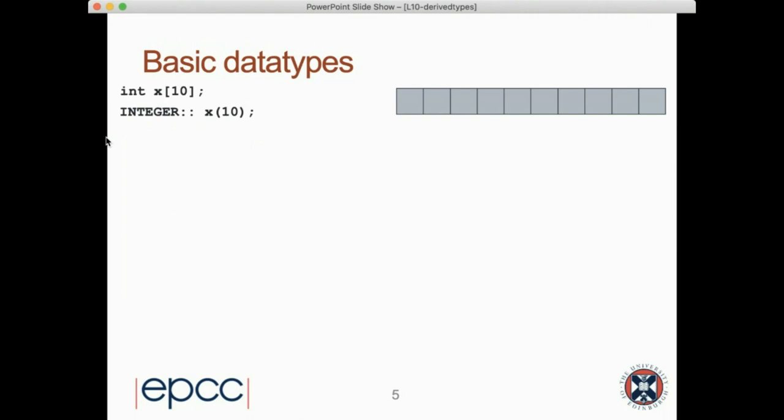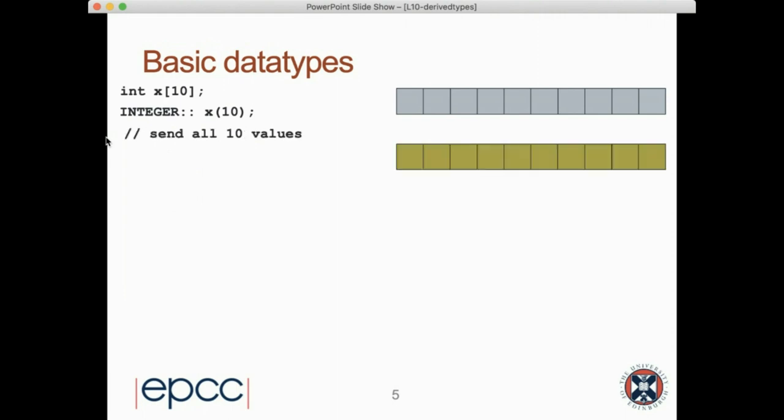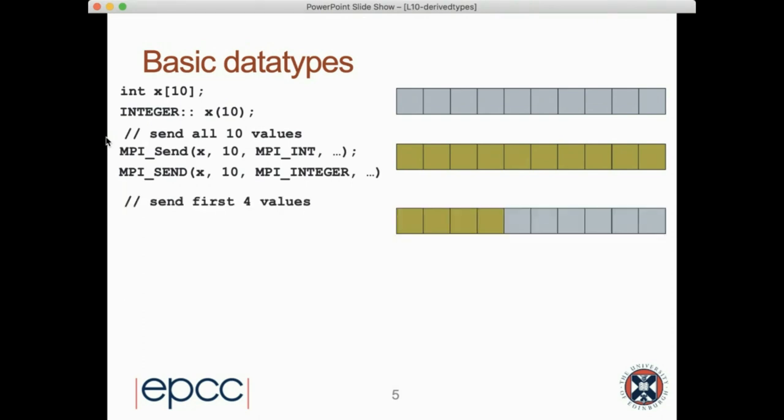So, what are we able to do so far with basic data types? For example, if we have an array of integers and we want to send the whole array, we can do that with MPI send: we just pass x and the number of elements in the array. We don't have to send the whole array, we can just send the first four values, for example. We could equally well specify the first element of the array as the argument rather than the name of the array. It doesn't matter, either will work in this case. And then just send four elements.